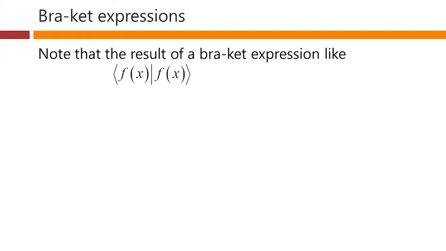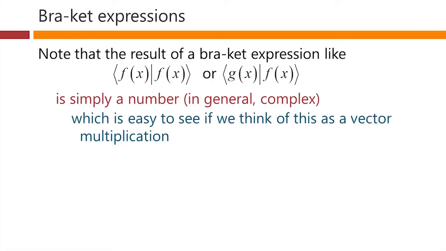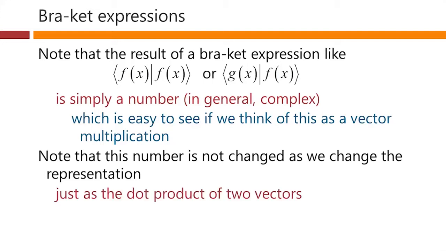Note that the result of a bra-ket expression like this, or this one here, is simply a number. In general, it's a complex number. This is certainly a complex number in general. And that's easy to think of if we think of this as a vector multiplication. Note this number is not changed as we change the representation, and that's a very important point.